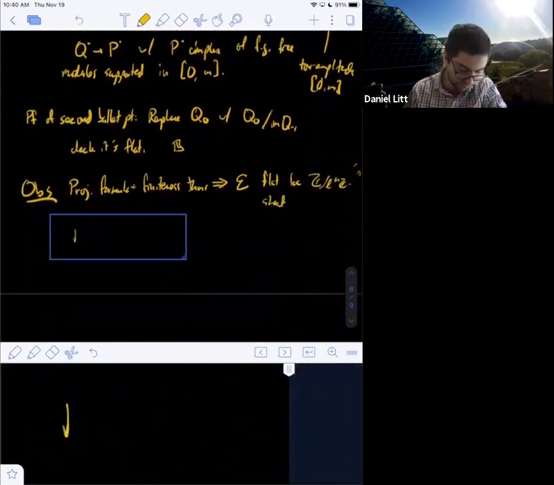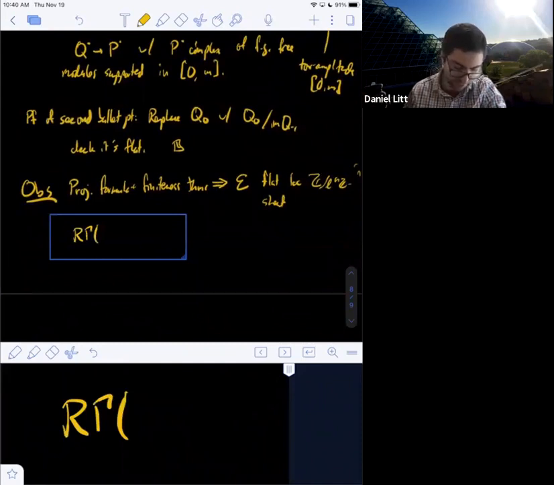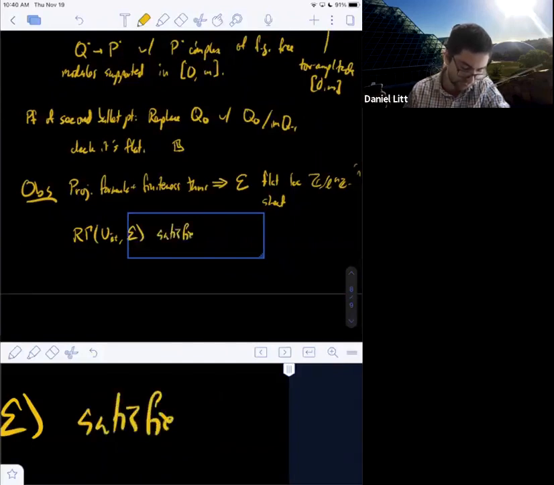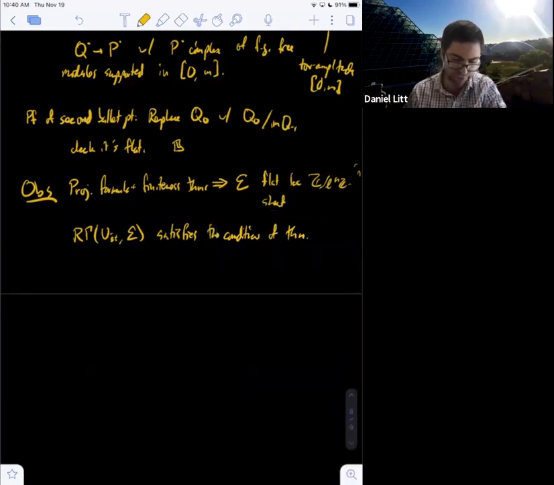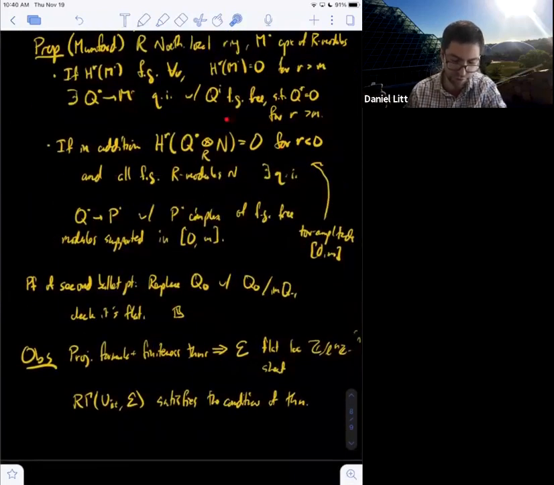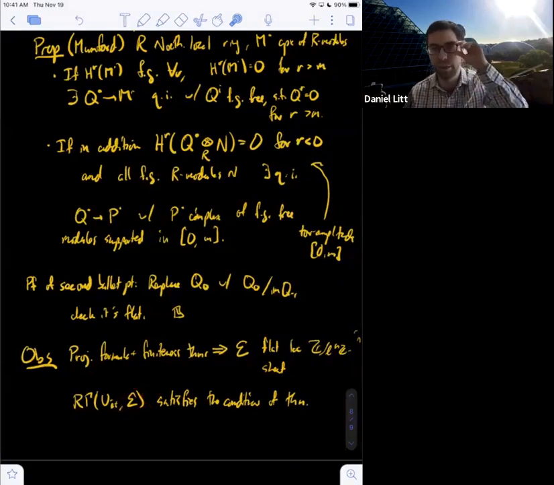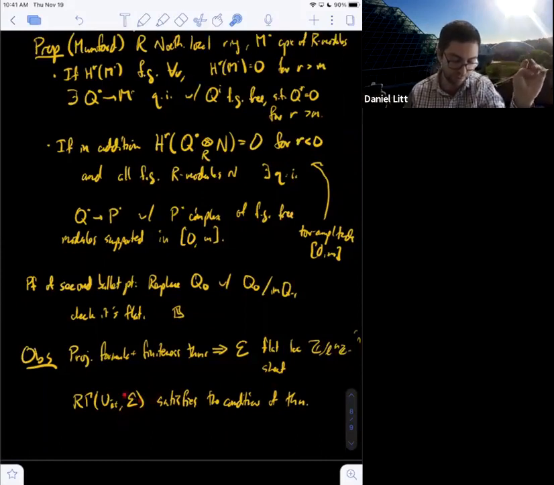the complex R gamma, I'll remind you what this means in a second, U étale E satisfies the conditions of the theorem. Okay, so here projection formula is used to check this condition. And then the finiteness theorem tells you that the cohomologies are finitely generated. Okay, so let me just remind you what this is. You choose an injective resolution of your sheaf E, then you take the global sections of that, and that's a complex whose cohomology computes the sheaf cohomology of E.